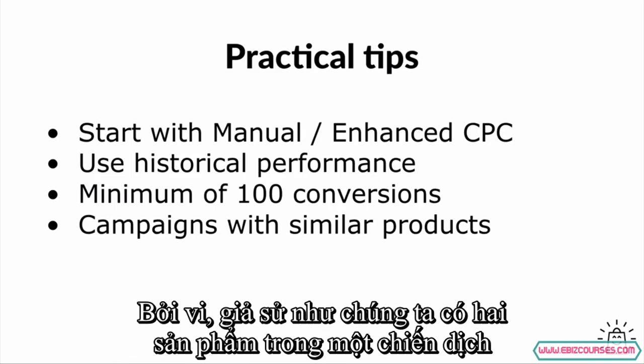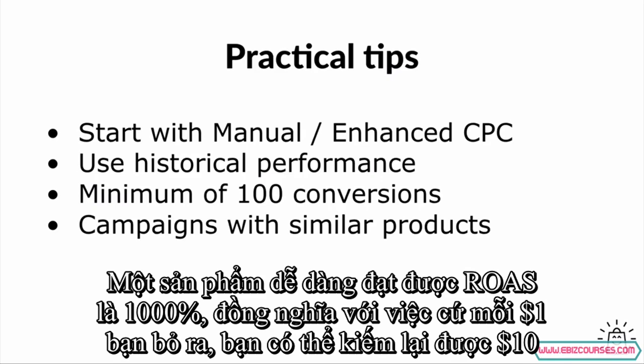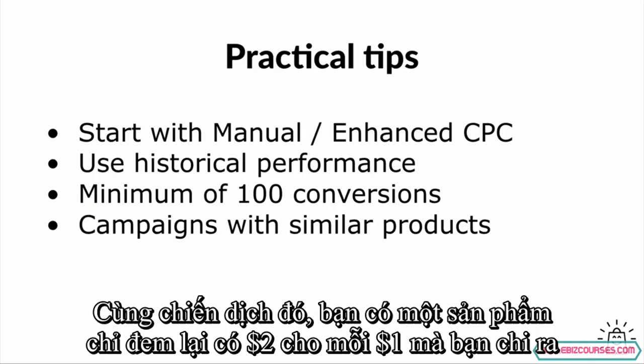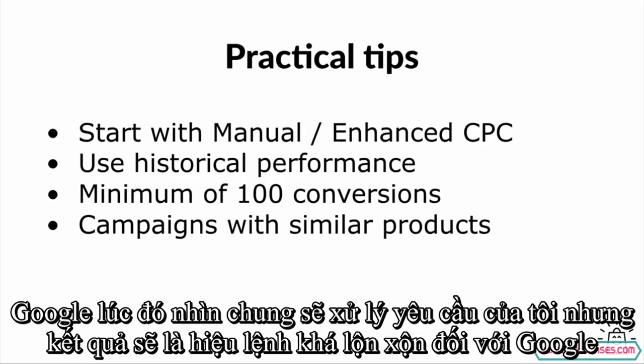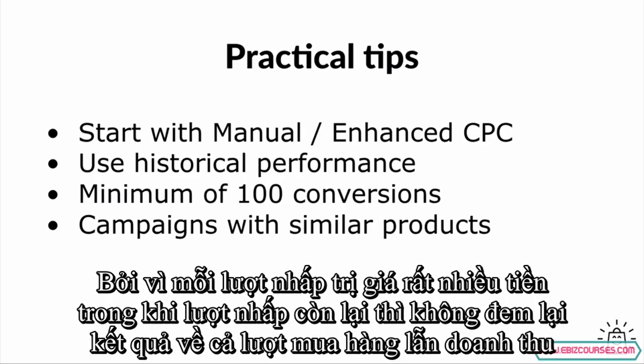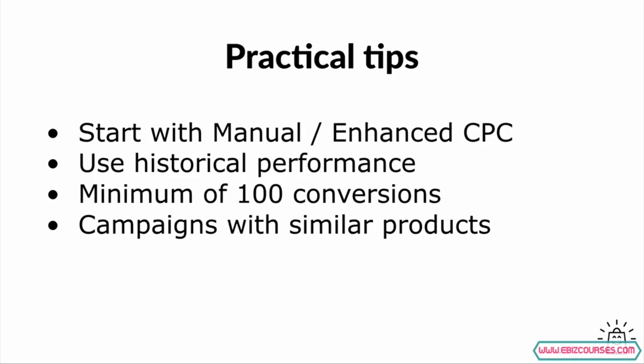Because let's say you have two products in a campaign. One product that easily hits a ROAS of 1,000%, meaning that for every dollar you put in, you make 10 back. And in that same campaign, you have another product that makes back only $2 for every dollar you put in. What happens if you combine it? Well, Google kind of will average them out, but the result will be kind of a messy signal to Google, because one click is worth a lot of money, and the other clicks don't really result in a lot of sales and a lot of revenue coming in.